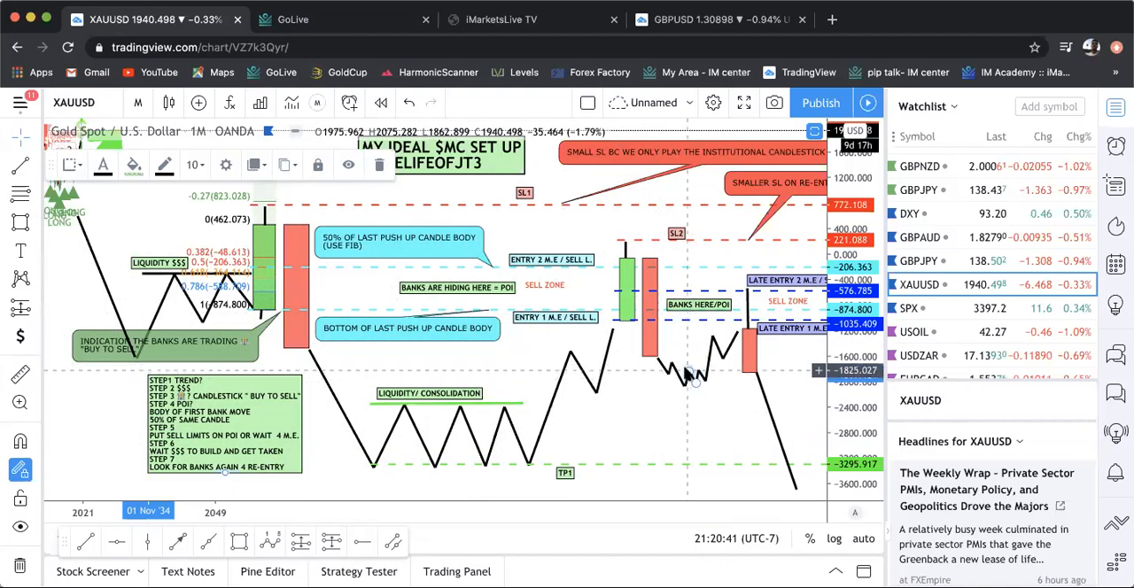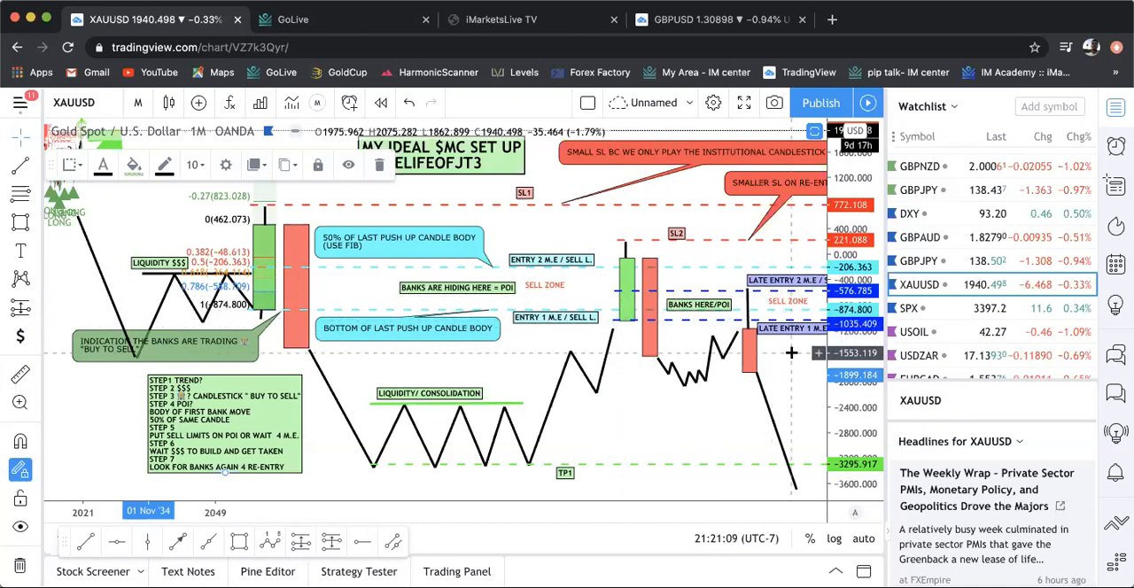What we're going to do, family, is do the same exact thing we did right here. But for this example, the difference is when we see our institutional, we mark out our POIs. So the dark blue lines are our new POIs. We have it at the body of the last push up before the push down, and then the 50%.